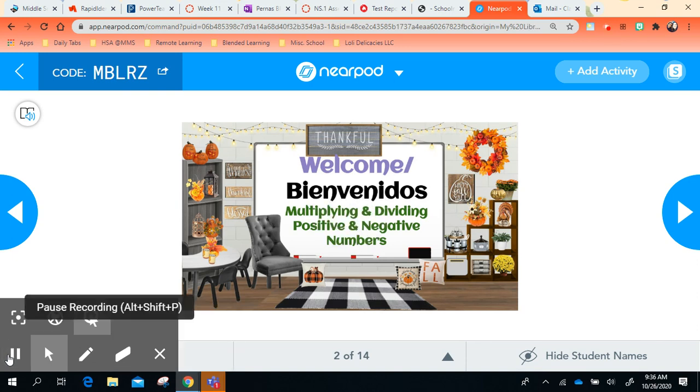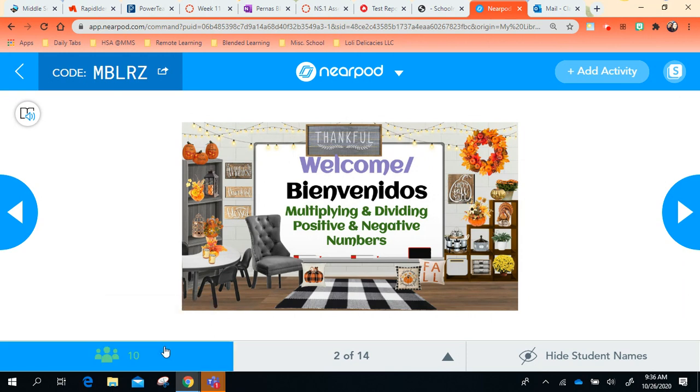Today we're starting multiplying and dividing positive and negative numbers.